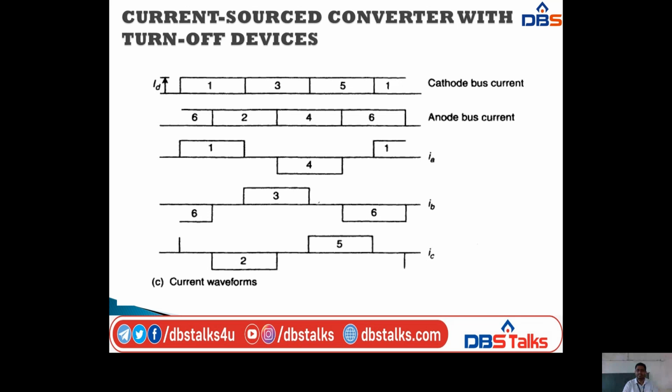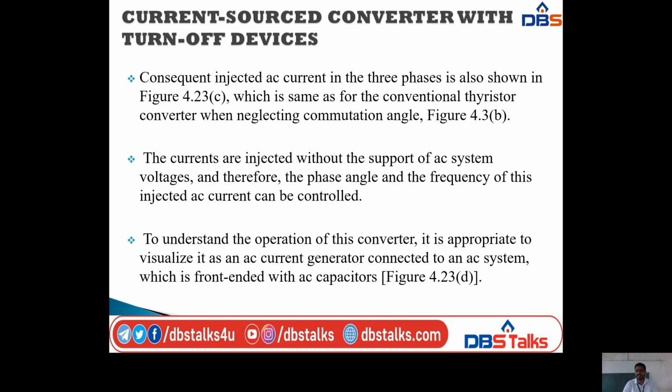Next, consequent injected AC current in 3 phases. So if we inject an AC current in the 3 phases, it is also shown in the previous diagram, which is the same as for the conventional thyristor converter by detecting commutation angle, that is shown on the B diagram. Okay, so here the currents are injected without the support of AC system voltages, and therefore the phase angle and the frequency of this injected AC current.